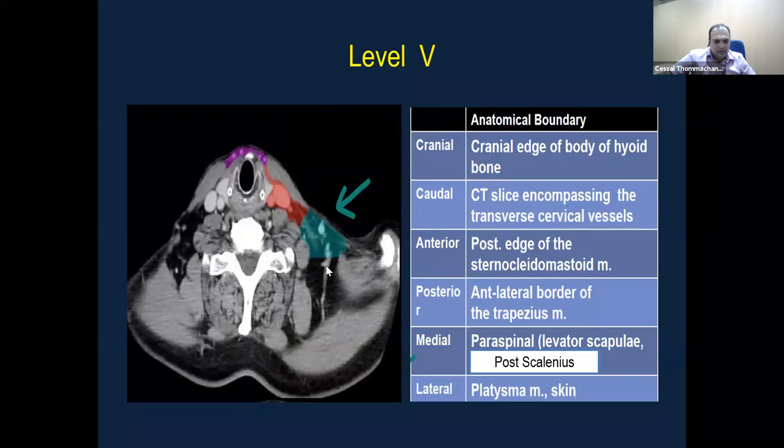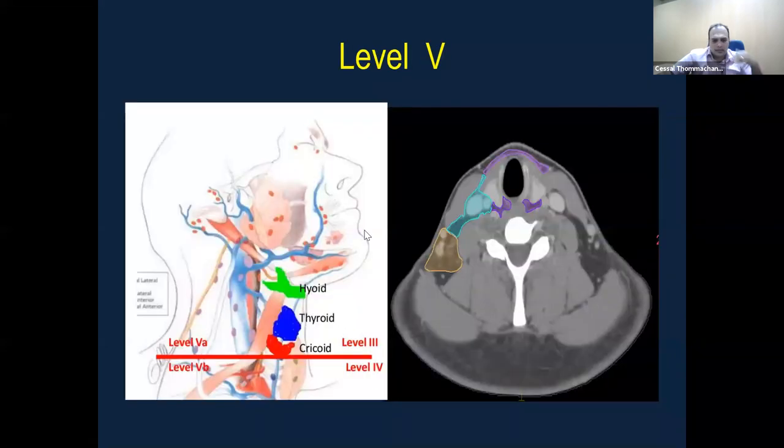This we have already discussed. The inferior limit is at the level of the CT slice encompassing the transverse cervical vessel. That is the inferior limit of the level 5 nodes. The lateral limit is the skin and platysma. The medial limit is formed by the scalenus muscle; in the inferior cuts, it may be the levator scapulae. Posteriorly, it is the trapezius. Anteriorly, it is the posterior limit of the sternocleidomastoid. Now, this is again divided into 5A and 5B at the level of the caudal edge of the cricoid cartilage.